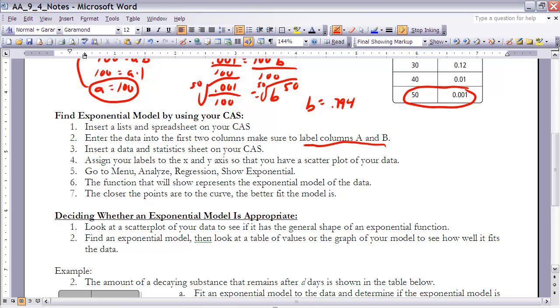Once you've done that, then we're going to add a data and statistics, and then we're going to have to add the appropriate thing on the x and the y axis. And then we go to Menu, Analyze, Regression, Show Exponential. So here's where it's different. We've used Show Linear Regression, we used Show Quadratic Regression, now we're going to use Show Exponential Regression. The function that will show up will be the exponential model for that data. The closer the points are to the curve, the better that data fits the curve.